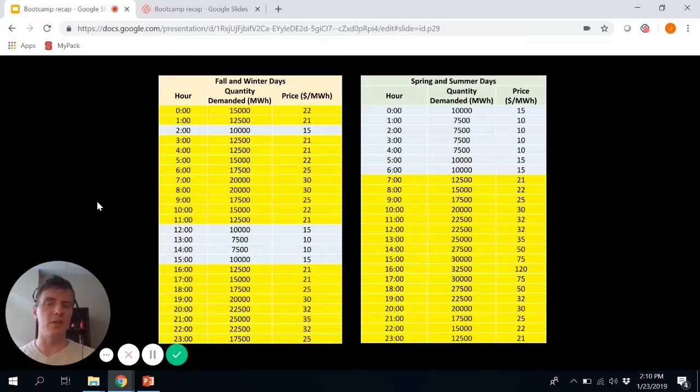And what it suggests is that in the fall and the winter, this plant is probably going to be producing electricity in the morning, maybe through lunchtime, and then it's going to turn off during the middle part of the day, and then turn back on in the late afternoon and evening. And then in spring and summer days, the power plant's going to be off during the early part of the day when electricity demand is lower. And then as electricity demand and price increase, this power plant's going to turn on in the morning and stay on for the rest of the day.